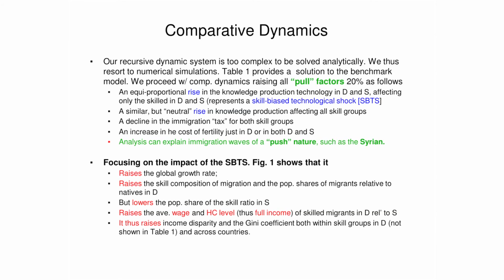But flipping back, I'll describe to you actually what happens under a skill-biased technological shock. It raises the global growth rate. It raises the skill composition of migration and the population shares of migrants relative to natives in the destination country. But it does the opposite in the source country. It finally, and that's perhaps the most intricate thing, raises the wage and human capital and therefore the full income of skilled migrants in destination relative to source country. That, the table that I showed just a split second before, indicates.